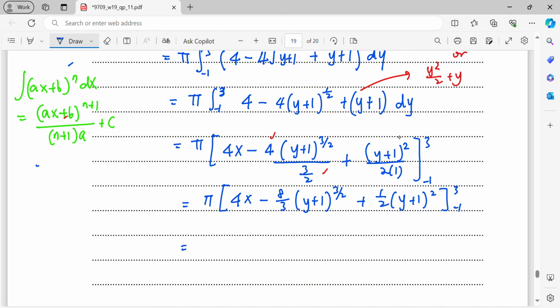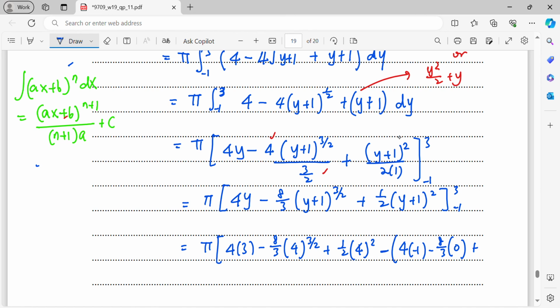Okay, so now I will replace my x, this shouldn't be x, this is y, because I integrated with respect to y. Now you replace the y by 3 first, which is the upper limit. So I will get 4 times 3 minus 8 over 3. So 3 plus 1 is 4. Then again, 3 plus 1 is 4. Then you minus when the y is replaced by minus 1. So 4 times minus 1 minus 8 over 3. Minus 1 plus 1 is 0, and the other one is also y plus 1, which means it's 0.